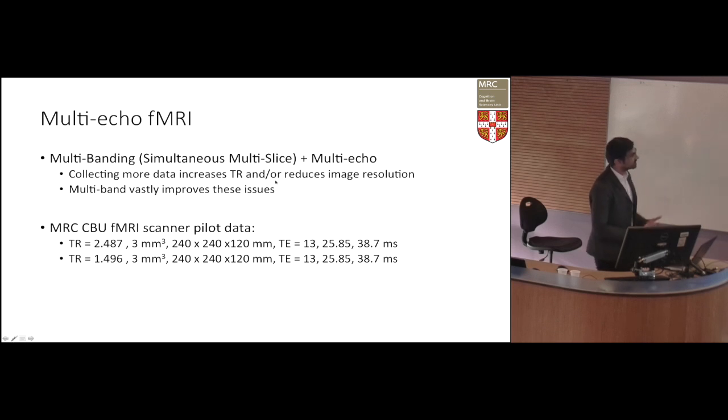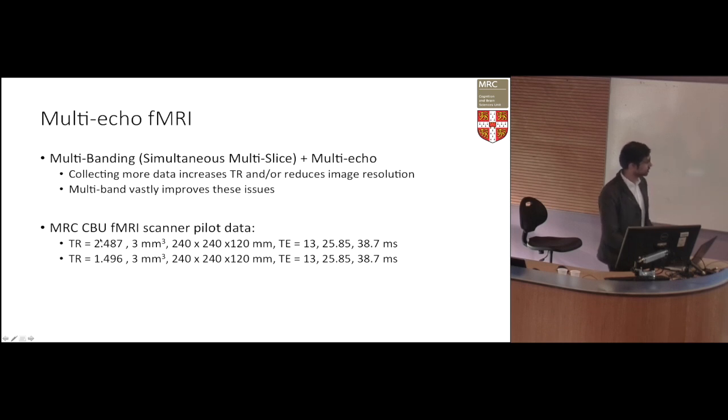One of the downsides of using multi-echo data is that because you're collecting more data, the machine is working much harder, and that can increase the TRs or reduce the image resolution. But if you have multi-banding capabilities, you can actually overcome this quite easily. Since I joined in September, I've collected a pilot data set on one subject, and these are the parameters that we used.